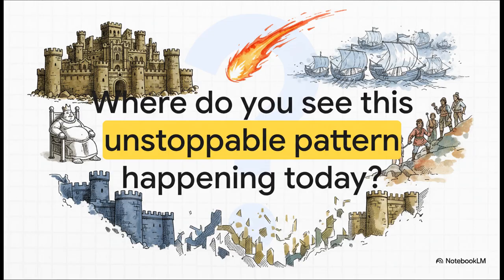This cycle of a stable, maybe even arrogant, core being challenged by a hungry, innovative group on the periphery, it has shaped thousands of years of human history. So, my final question for you is, when you look at the world today, where do you see this unstoppable pattern happening all over again?